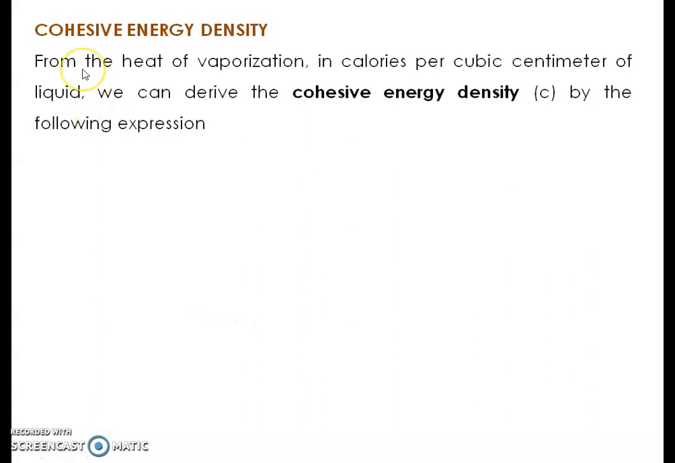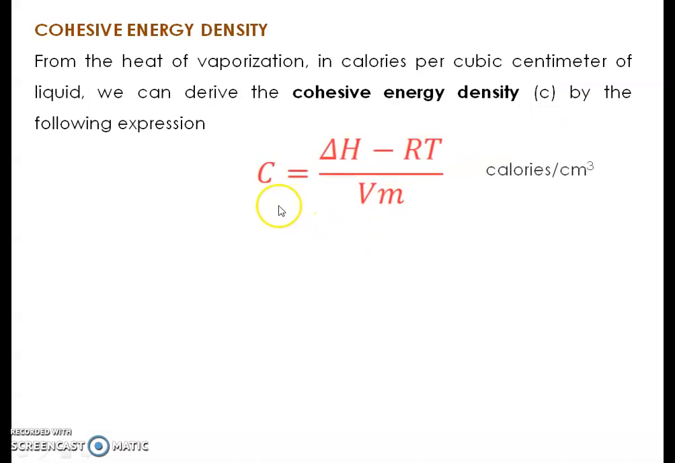So cohesive energy density can be derived from the heat of vaporization in calories per cubic centimeter of liquid. Means if a liquid solvent is there and you apply heat to it and it vaporizes, then the energy required for that vaporization is called cohesive energy density, and the energy required for vaporization for a particular volume, that is 1 cubic centimeter, is considered while calculating the cohesive energy density.